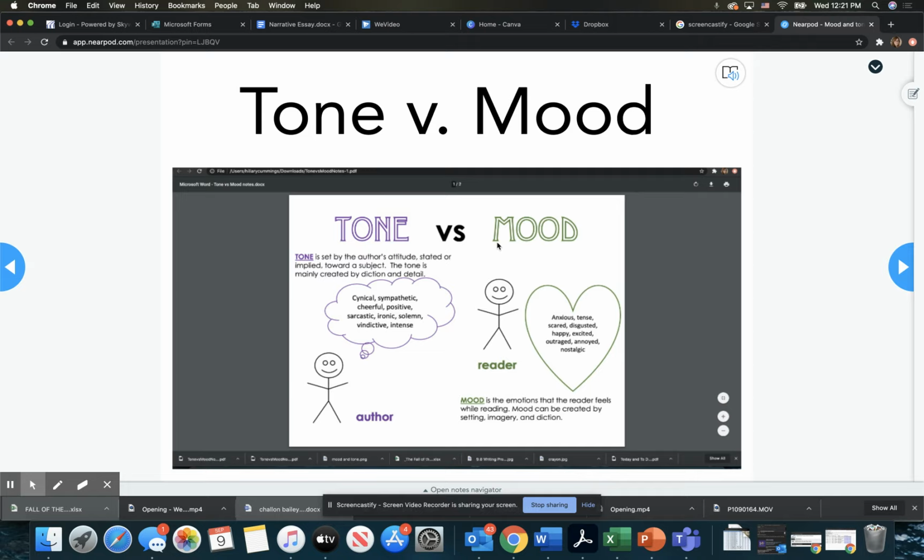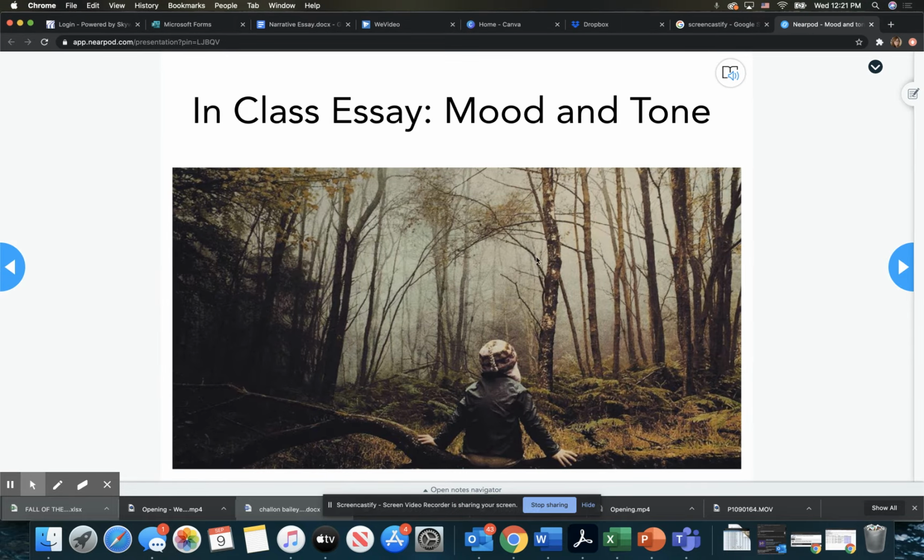And then also we have the description of a singularly dreary tract of country. So we have these words that create a sense, a feeling. That's the mood. That is the emotions and feelings that you feel while you read. And so mood can be created by setting, imagery, and diction. If you think about our setting, it's like this first picture here of this kid in the woods, where you can see the clouds are low in the sky, and it feels really dark and moody out there.